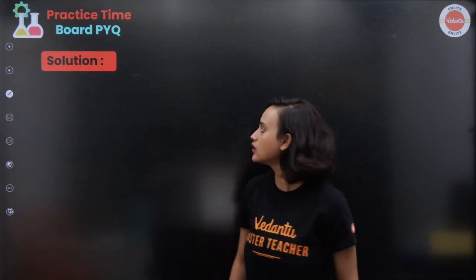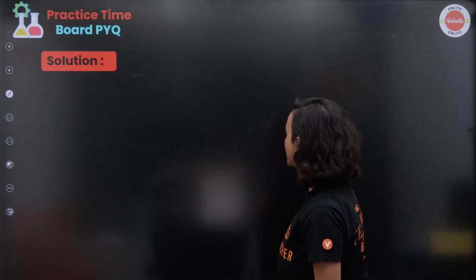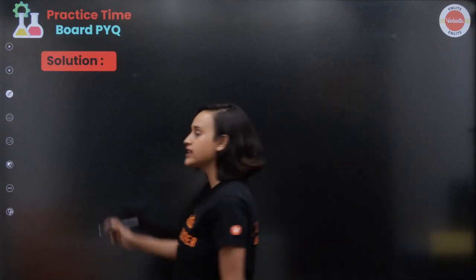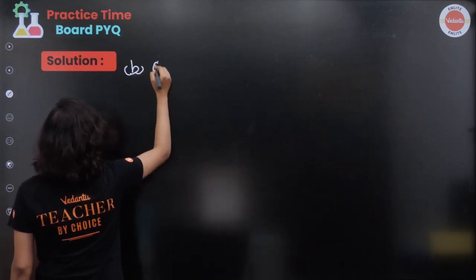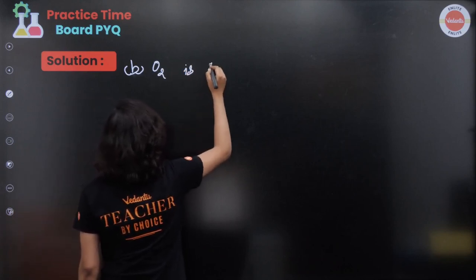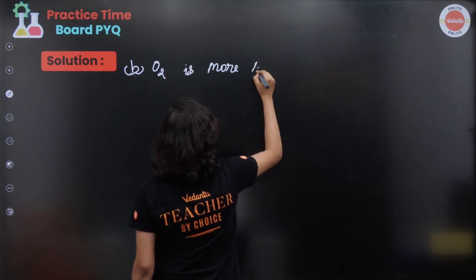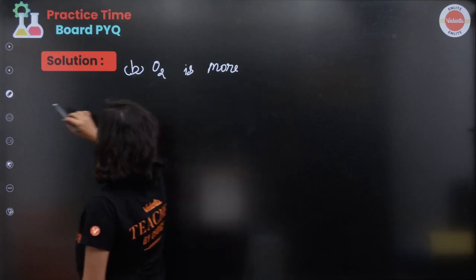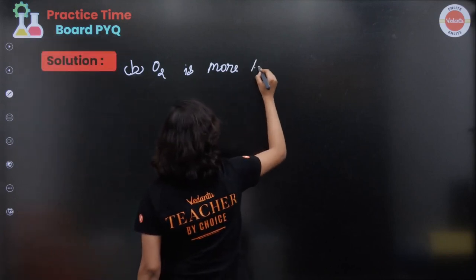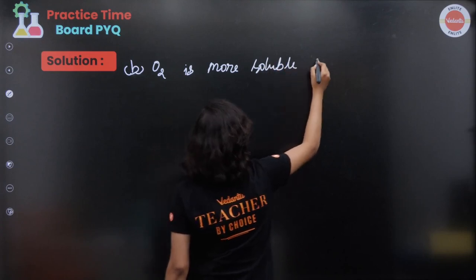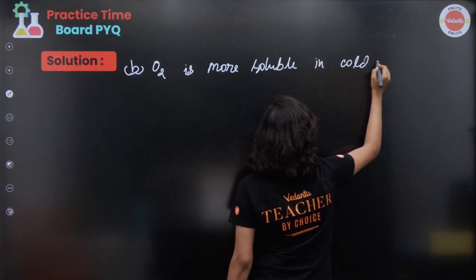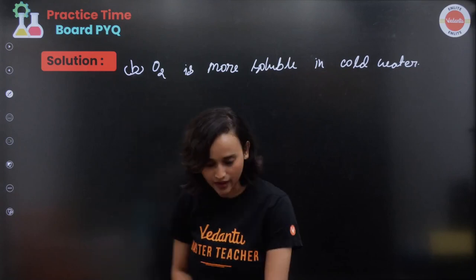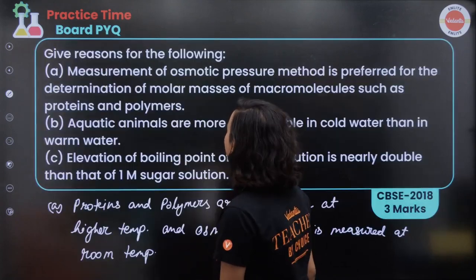Next question. Oh, I solved everything or what? No, where is it? Next question. Aquatic animals are more comfortable in cold water than in warm water because O2 is more soluble in cold water. Yes? O2 is more soluble. What am I writing? This is sleepy Nobita ma'am. O2 is more soluble in cold water. Okay? Not saying water. Yes. Moving on.